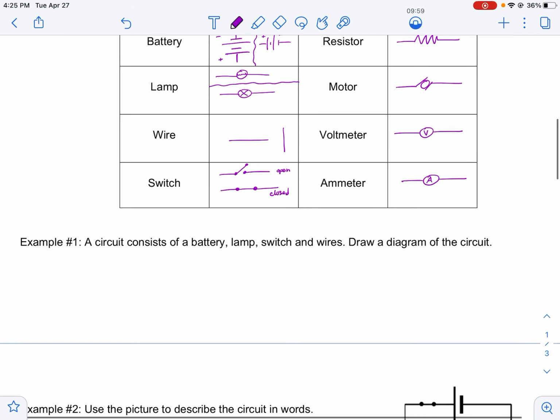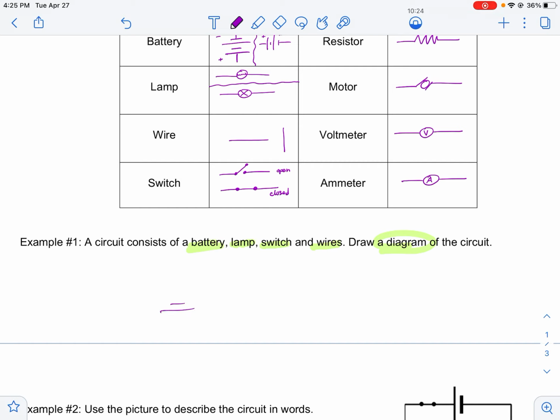All right, so let's see. How would we do a problem here? So example problem number 1. I have a circuit, all right? So that implies a closed loop. My circuit has a battery, it has a lamp, it has a switch, and it has wires. And I'm going to draw a diagram of this circuit. That's the problem. All right, so I'm just going to go in order here because it doesn't say anything different.